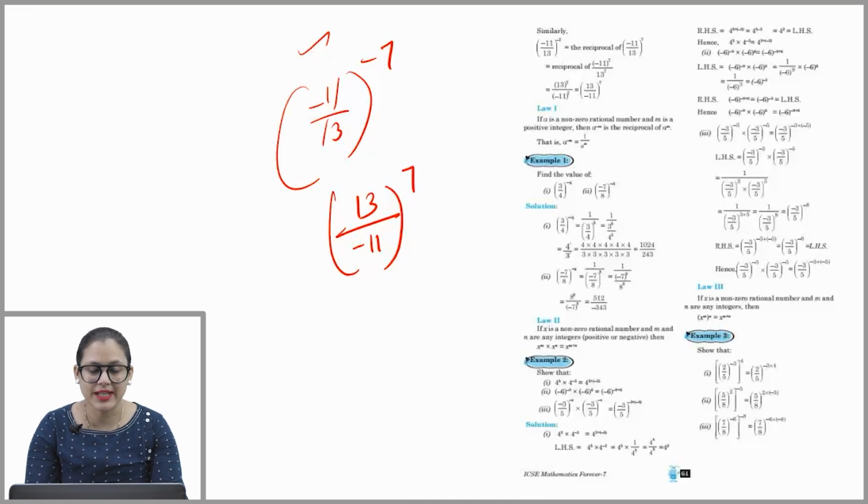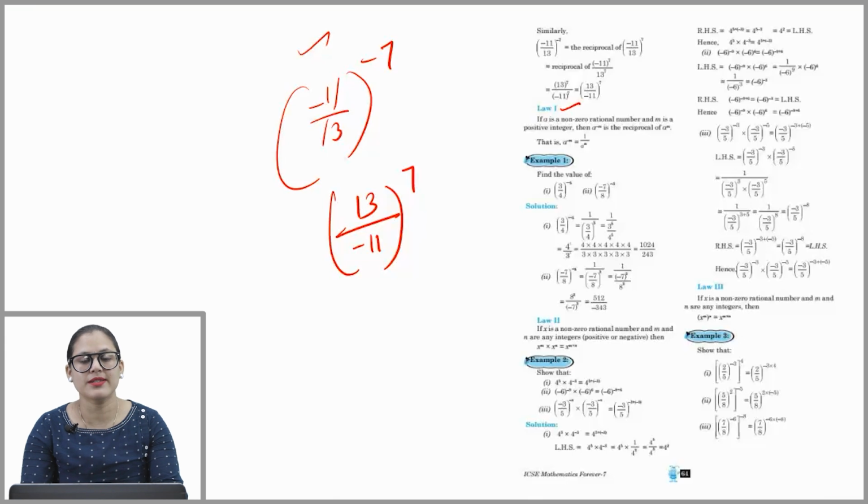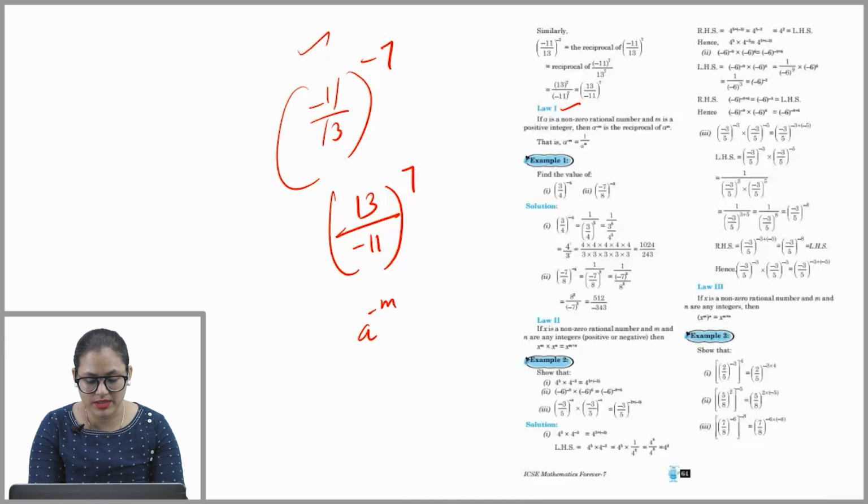Okay. Next, law 1. If a is a non-zero rational number and m is a positive integer, then a raised to the power minus m is the reciprocal of a raised to the power m. That is, a raised to the power minus m is equal to 1 by a raised to the power m. Okay, let's do the example. Example number 1.